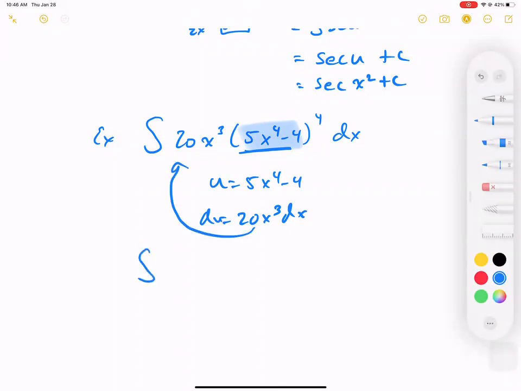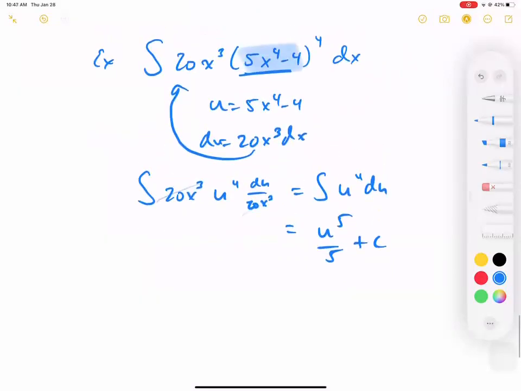So we would end up rewriting this as 20x cubed u to the fourth du over 20x cubed. And that nicely divides out with this guy. We end up with back to just a power rule problem. Integral of u to the fourth du. Rewriting this as u to the 5 over 5 plus c. Now the thing is, you have to go back and plug back in your u value. Cinderella became a princess to go to the ball, but she had to turn back to Cinderella afterwards. And then I need to also include this to the fifth power.